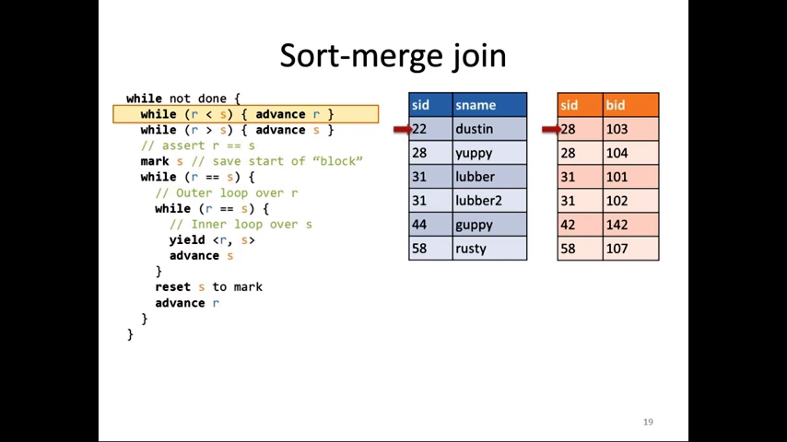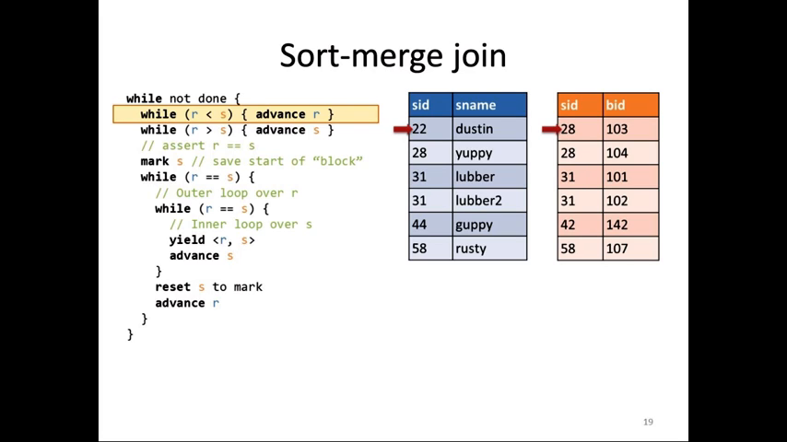So these are the two, let's say, relations. We have sailor ID, sailor name, sailor ID, boat ID. And you can see that, of course, they are sorted by the common attribute, the sailor ID. And it's as if we have a reading head on each of them, initially placed on the first record. And at all steps, we compare the values, sailor ID, that we have at the position of each of the two reading heads.